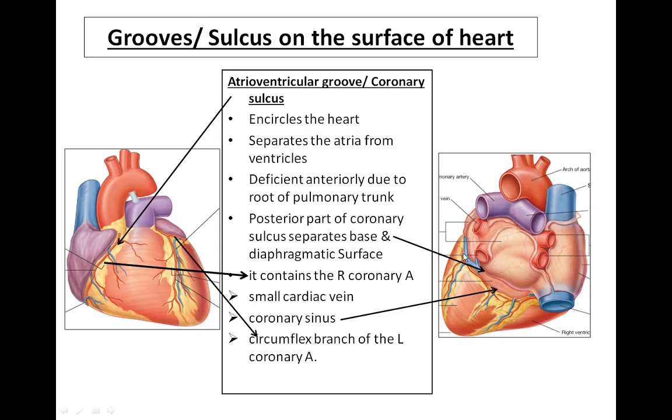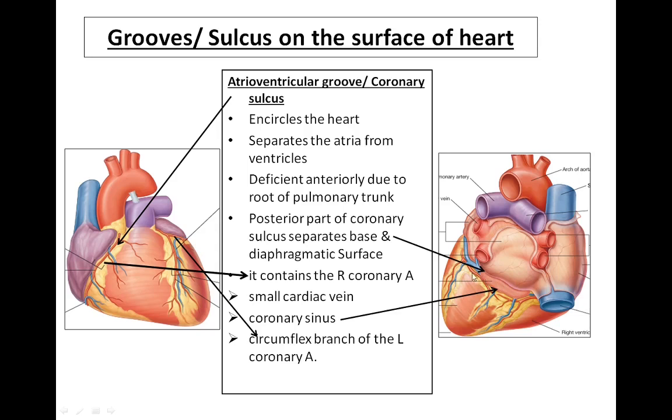Now it will come towards the posterior aspect, and it comes up to this part. So on the posterior part of the coronary sulcus, what structures remain? One is the coronary sinus and one is the circumflex branch of the left coronary artery.